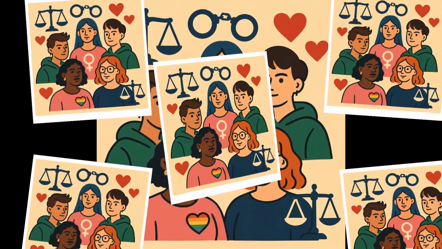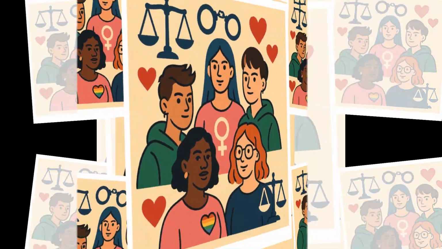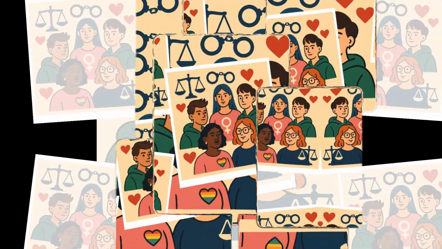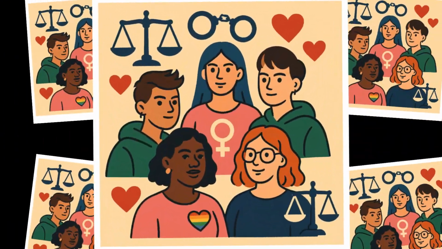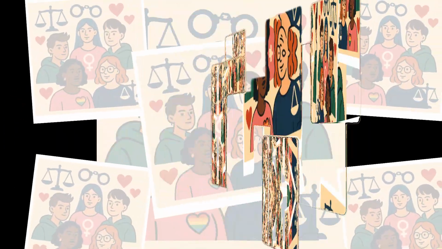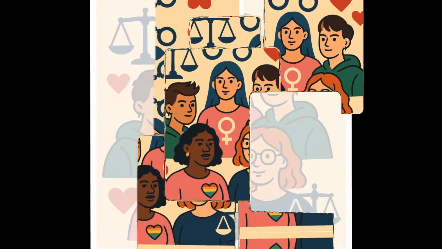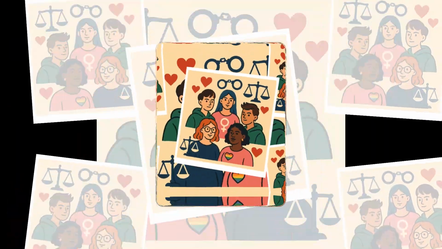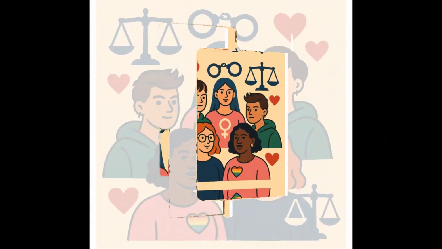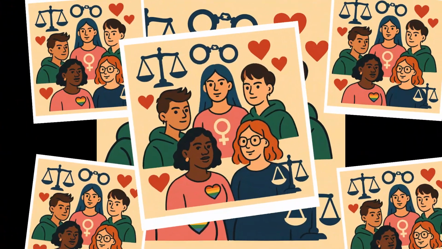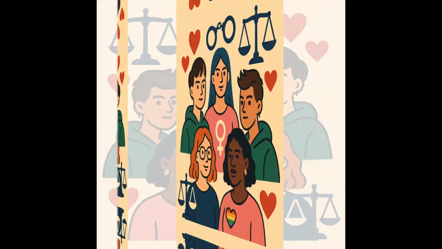6. Reproductive and sexual rights. Right to abortion and contraception. India: The Medical Termination of Pregnancy, MTP, Act allows abortions up to 24 weeks under specific conditions. U.S.: Roe v. Wade, 1973, legalized abortion, but it was overturned in 2022. Dobbs v. Jackson allowed states to ban it.